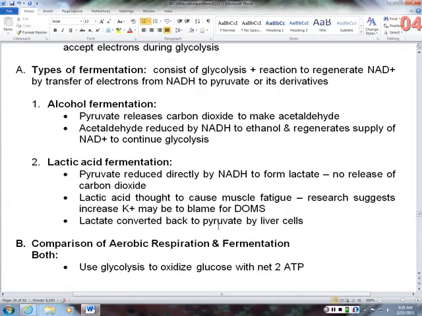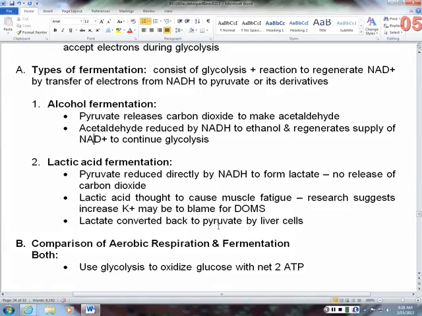Lactate can be converted back to pyruvate by your liver cells. That's how your body is going to eliminate lactic acid. When you see lactic acid and lactate, think of them as the same term. They're both acids. Chemistry likes to have lots of names for things too.